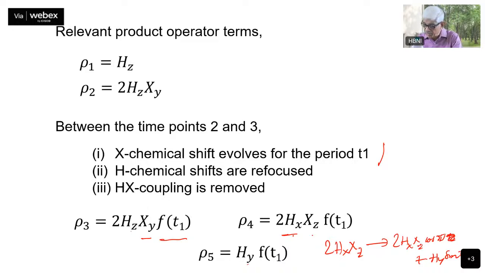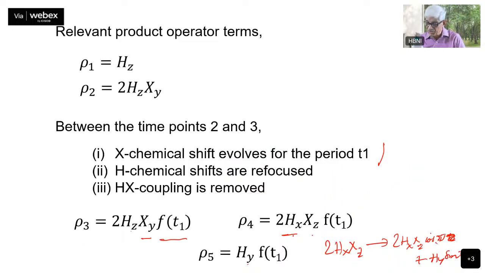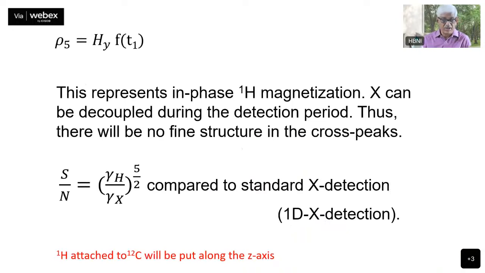Now, if your τ is equal to 1 by 2J, then of course this will go to 0 and this will be 1. Here I have written τ, but in fact there is a 2τ there. I have taken the whole period. For the whole period, from here to here, that is 2τ. If you put τ equal to 1 by 4J, 2τ is 1 by 2J. Therefore, the first term will go to 0, and the second will be simply Hy. That is what I have written here, Hy. And the f(t1) of course remains. f(t1) is what came from the evolution during the t1 period. Therefore, rho 5 is Hy f(t1).